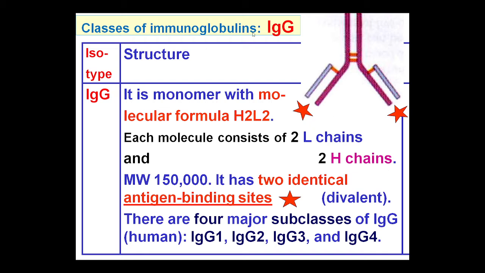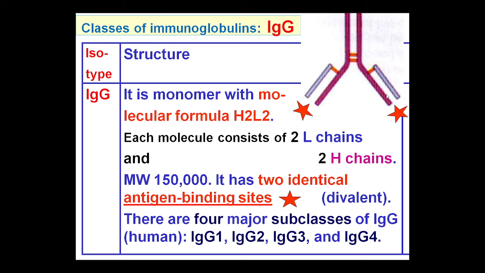So, first is immunoglobulin G. You see the structure of this monomeric molecule. Immunoglobulin G is a monomer with the molecular formula H2L2. It means 2 heavy chains, first purple and second, and 2 light chains, first gray and second gray. All the chains are combined via disulfide bonds. The molecular weight of this molecule is 150,000 daltons, so 150 kilodaltons.